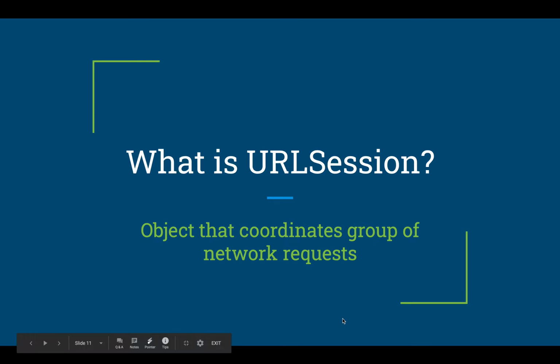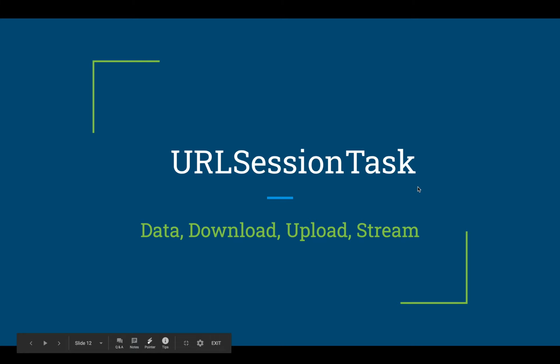So what is URLSession? A URLSession is an object that coordinates a group of related network data requests, which means every request we do in the iOS app is handled by the URLSession. Now, that request we do, we call it a task, but in iOS terms, it's called a URLSessionTask. So there are four types of tasks that you can perform, which are data, download, upload, and stream. Let's discuss each of them in detail.